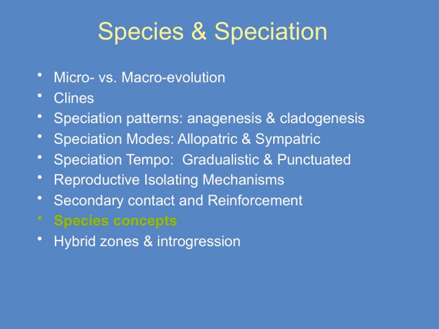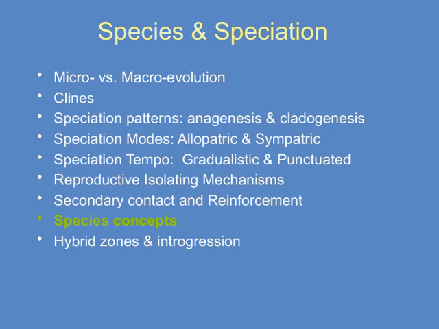Now, considering the tempo or pace of speciation, we see it as either gradualistic, slow and steady, or punctuated, with rapid changes followed by long periods of stability. Reproductive isolating mechanisms are crucial because they prevent gene flow between diverging populations, maintaining species boundaries. Sometimes, when two populations come back into contact after being separated, secondary contact, reinforcement, can occur. Reinforcement strengthens reproductive barriers to prevent unfit hybrids.